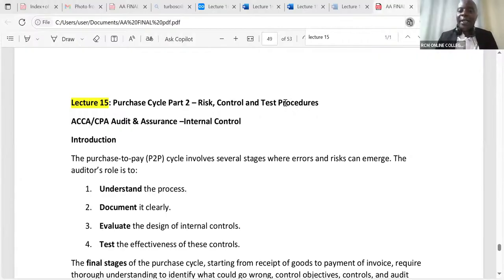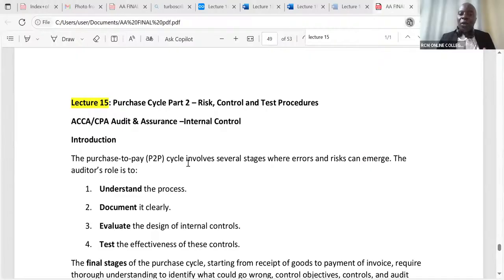When you hire us, for example, you have hired Aura and Co, what will we be able to do to see whether these controls are working, to see whether these risks have been mitigated? Remember, this concept is very effective for those students who are doing CPA, ACCA, audit and assurance, both at the intermediate level and at the advanced level. The topic is internal control.